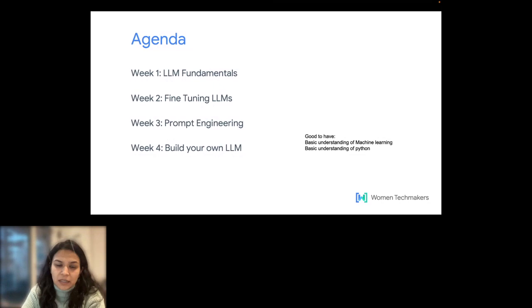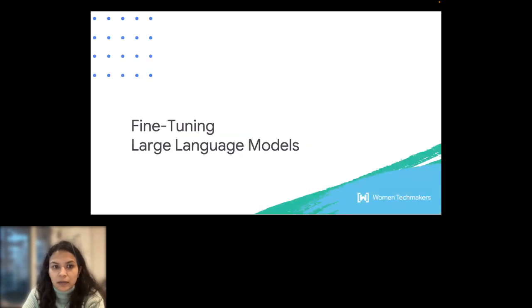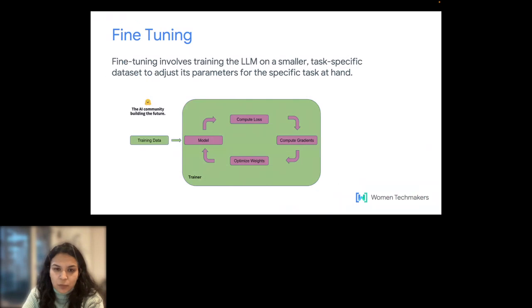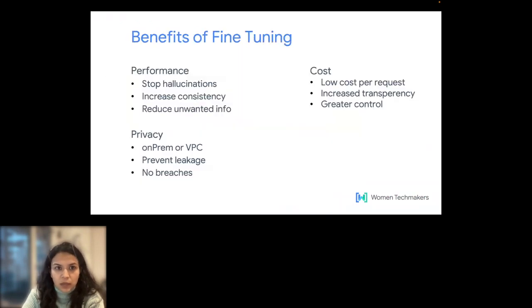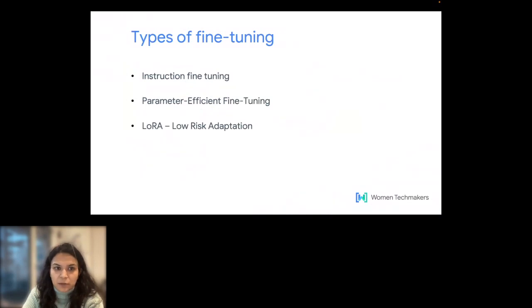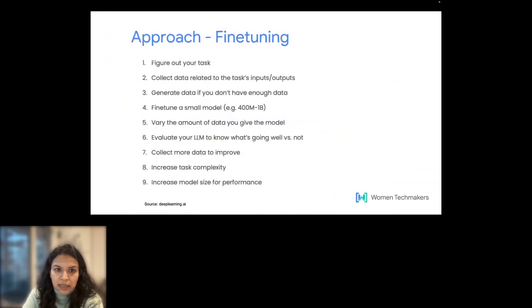Before we get into prompt engineering, let's do a recap of what we did last week. Last week we spoke about fine tuning large language models: what fine tuning is, when we can fine tune, the benefits of fine tuning, and the types of fine tuning, where we spoke in detail about instruction fine tuning. We went through the steps of instruction fine tuning, and the approach we should take for fine tuning a large language model.